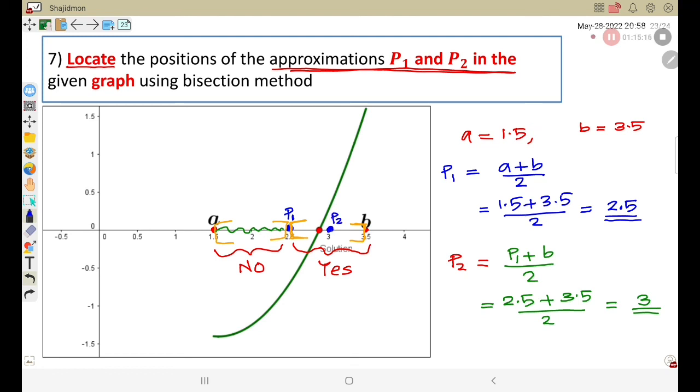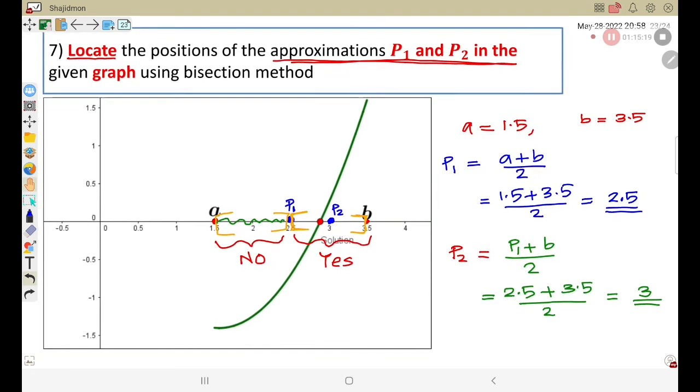Now if you want the third approximation, for example, same question, it is not asked, but if you want to find P3, which interval will we take? P1 to P2 or P2 to B, which one will we take? P2 to B has no graph, so we cannot take it. So P1 plus P2 divided by 2, so that we can calculate the third approximation. You understood? Like that we are continuing. So this is the question: locate the positions of P1 and P2 only. So we marked here P1 and here P2, the locations of the first approximation and second approximation.